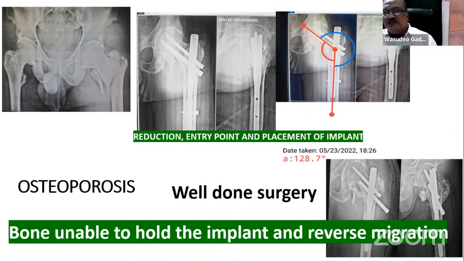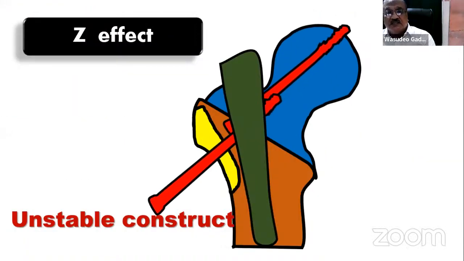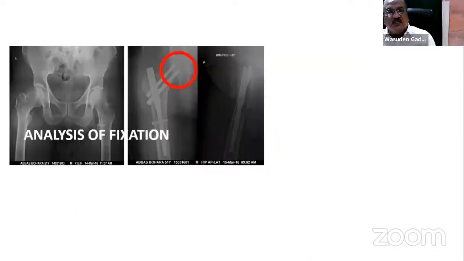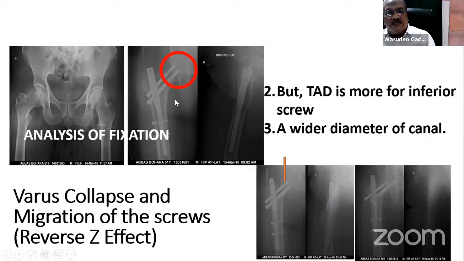It's not only because of the implant, not only because of the reduction, but sometimes the quality of the bone and complexity of the fracture may give rise to an effect like this. It's a Z effect. So these are all implants. So how does the Z effect occur? Unstable construct. An unstable construct gives unequal migration from medial to lateral depending on the resistance to the screw. And another example, you can see the TAD distance is less, more of an inferior screw, a wider diameter canal, varus collapse.